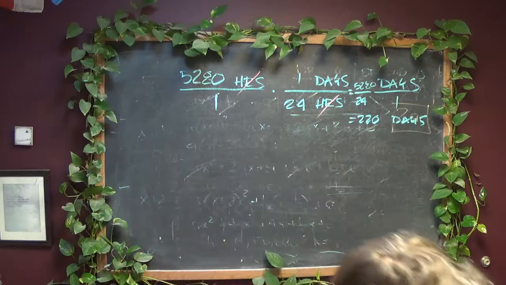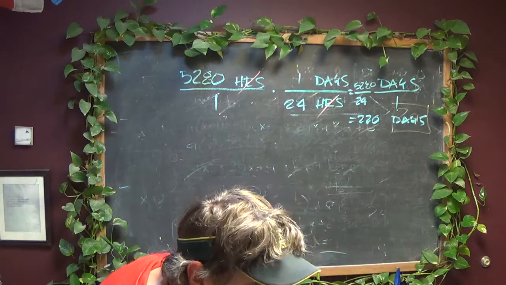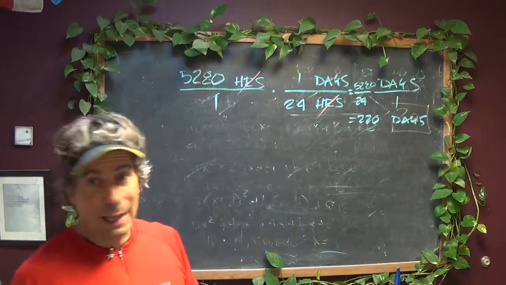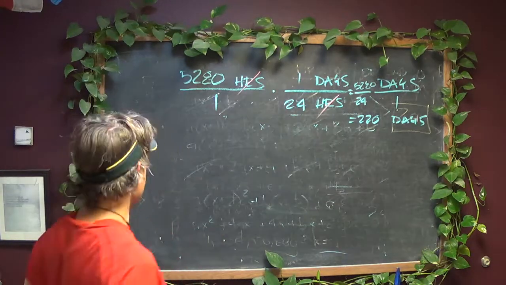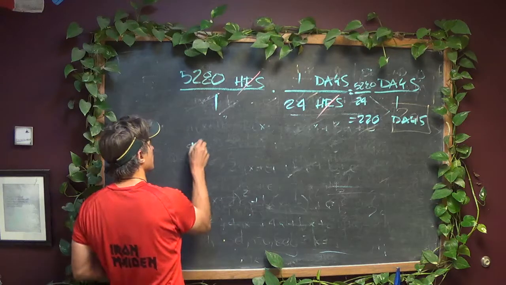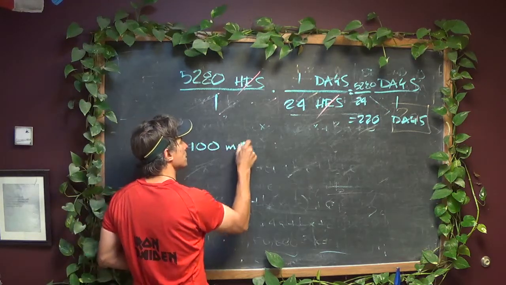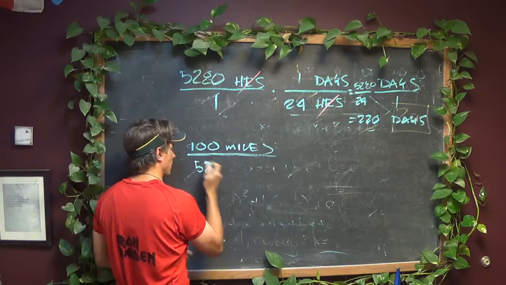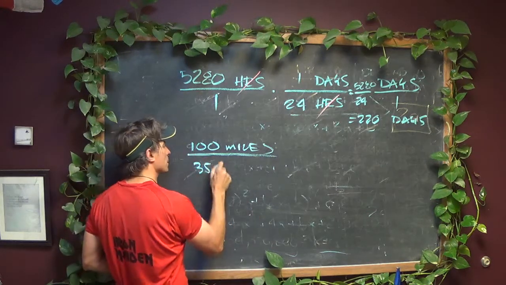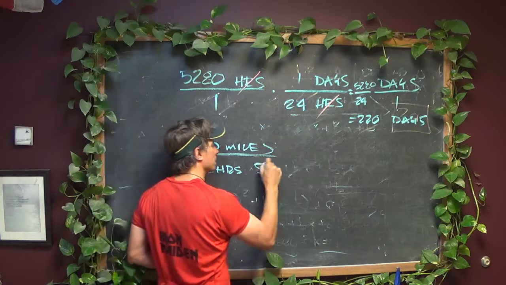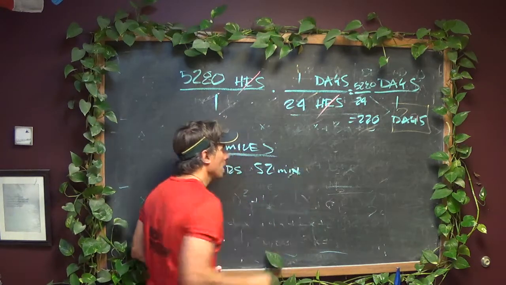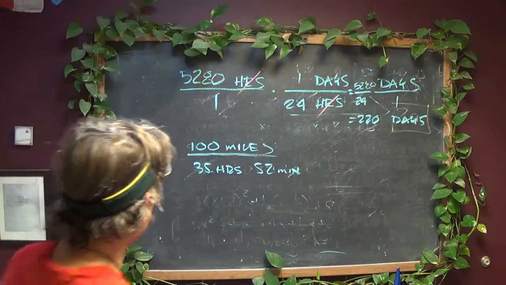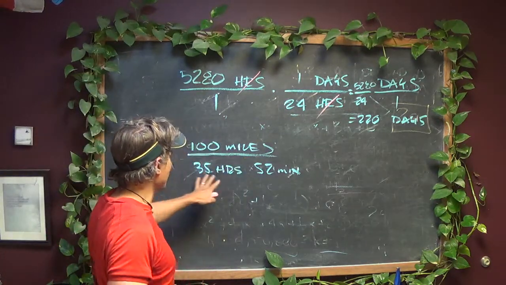Okay, next one. If someone can run 100 miles in 35 hours and 52 minutes, what's their speed in miles per hour? And we spent a lot of time in class doing this one. So if you weren't in class, 100 miles per 35 hours, 52 minutes. Now the nice thing about this is we're almost there. We're almost done. Because you have 100 miles, 35 hours, 52 minutes.